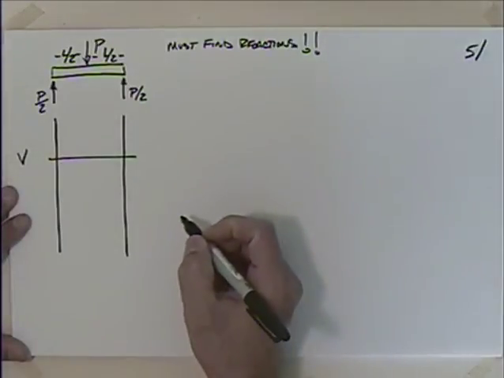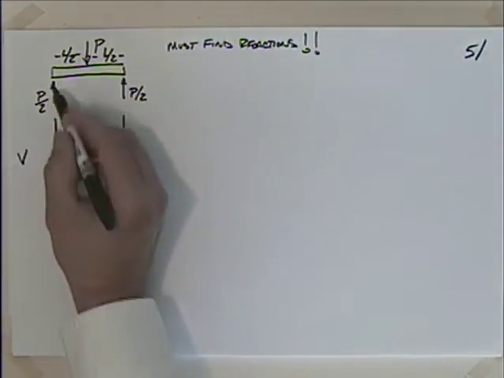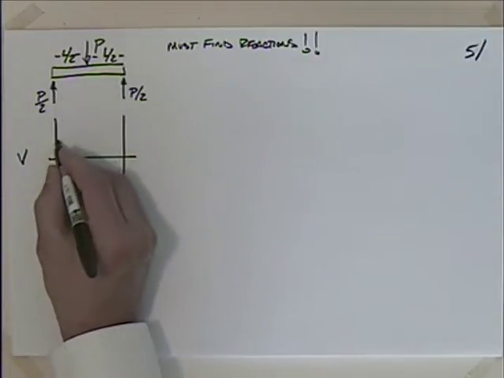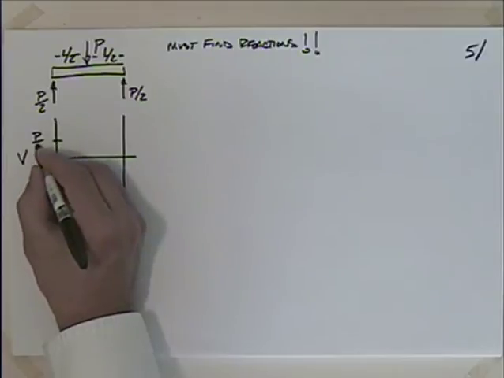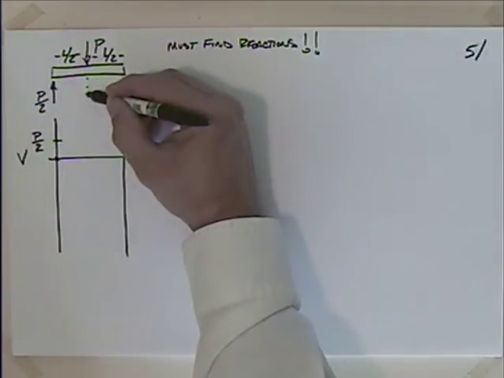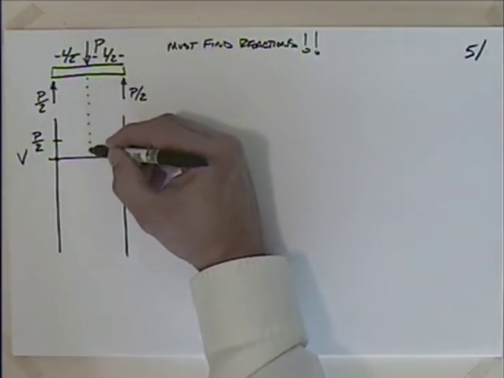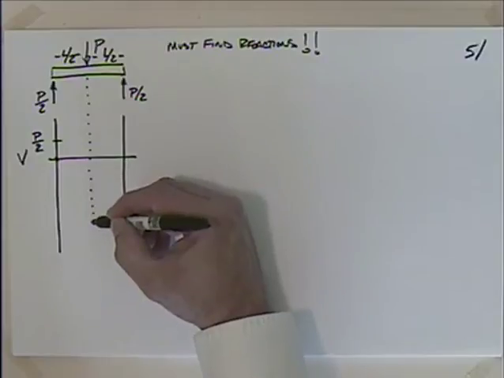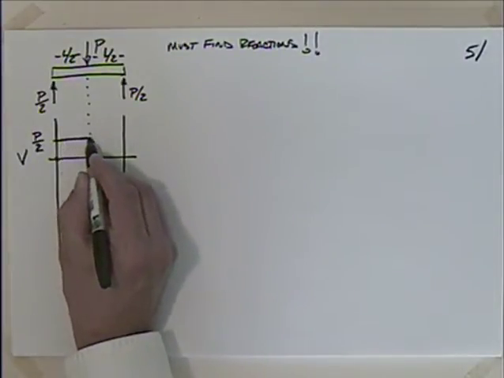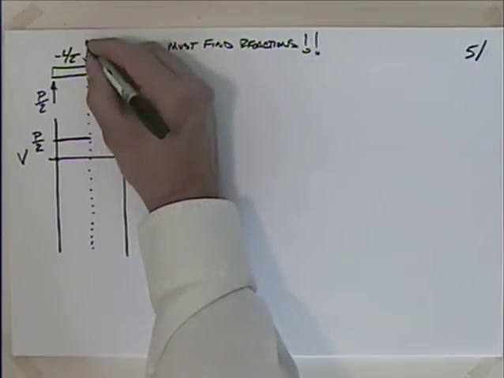So here's our shear. What are we going to do? We start at the left-hand side. We start at 0. All of a sudden, we come to this upward force, so we jump up P over 2. And then what do we do? A lot of people like to jump back down. Well, you don't do anything. So we just continue on, steady as it goes, until we get here. And then what? We have a downward force of P.